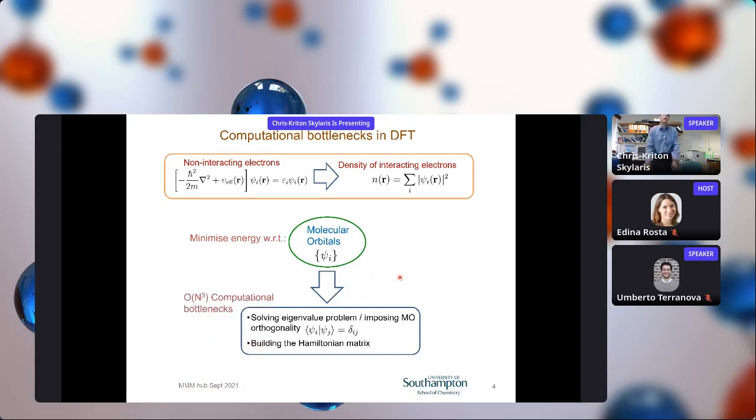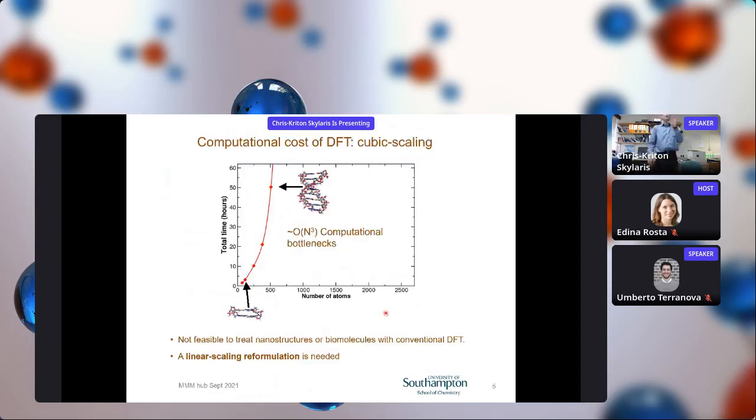So, for example, the diagonalization of the Hamiltonian is such an operation. The orthogonality that you need to impose between the orbitals is another such operation. So inherently, density functional theory has this scaling. As you increase the number of atoms, the computational effort scales rather unfavorably.